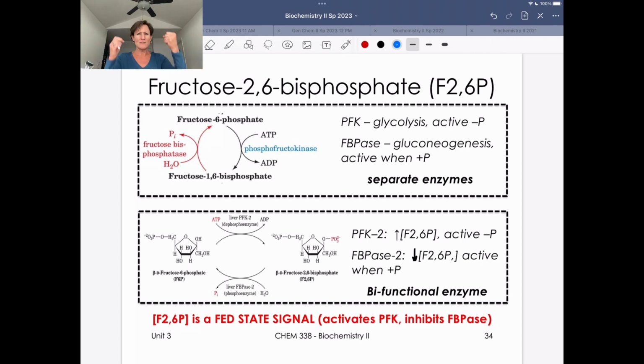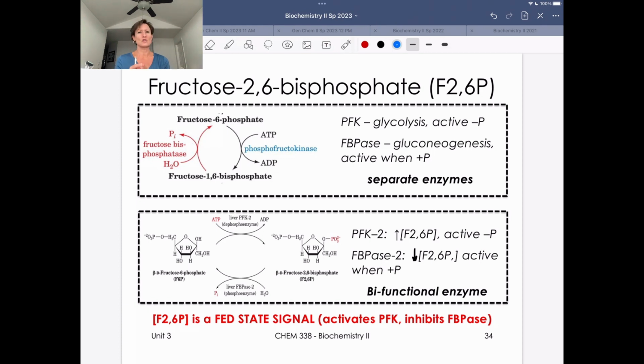So just like we have to remember and get into our brain that insulin is a fed state signal, it's high blood sugar, and glucagon is a low blood sugar, need state signal, I need you to get into your brain that F26P is a fed state signal. So say it a couple of times, you get it in your brain. F26P is a fed state signal. F26P, a fed state signal.